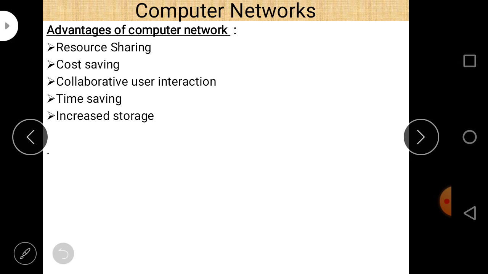Time saving. It saves our time because different users are connected to each other. And storage capabilities are also increased because data can be shared from one computer to another. Basically, this increases the storage capability of a computer network. These are some advantages regarding computer networks.